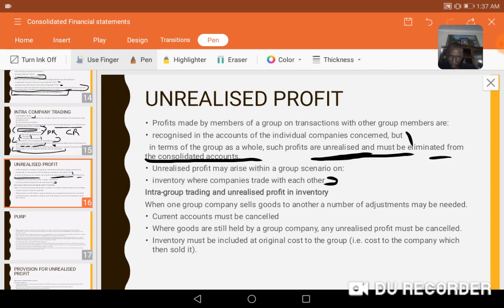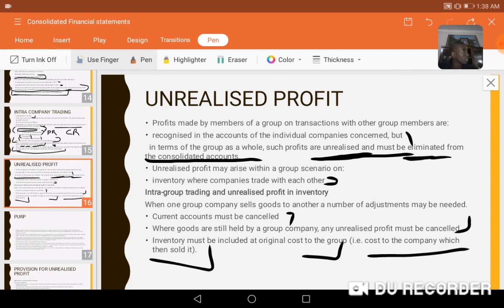When one group company sells goods to the other, a number of adjustments need to be made. Current accounts must be cancelled. Yes, reversing the transactions where goods are still held by a group company. Any unrealized profit must be cancelled. Yes, we just said here, it must be eliminated. Inventory must be included at the cost to the group, i.e. the cost to the company which then sold it.